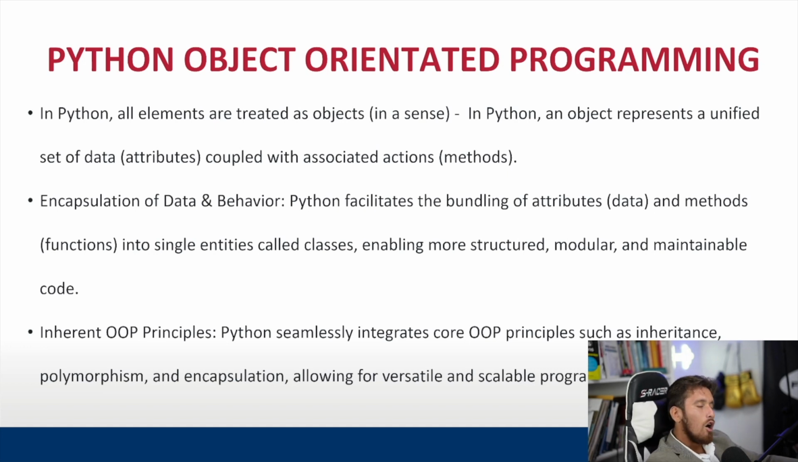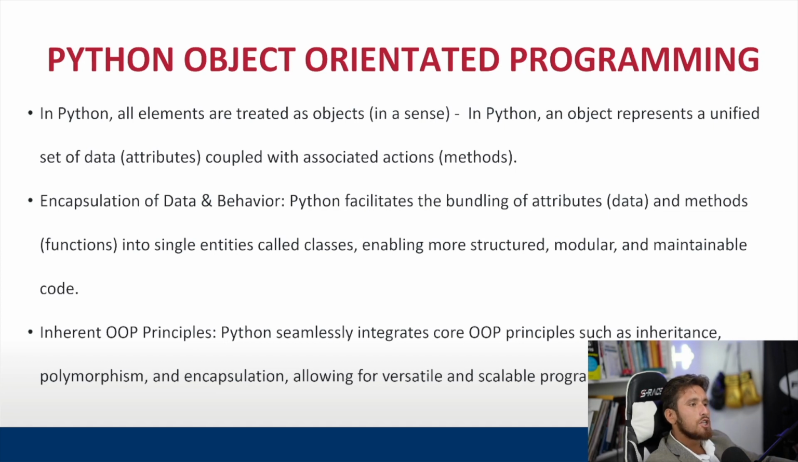In Python, all elements are treated as objects in a sense. So we've already gone over this. You just haven't had the opportunity to really understand what we're doing with it. So data have attributes, and those are associated with methods. And in Python, everything is essentially an object. We just have been treating them as something different, such as variables or functions and whatnot.